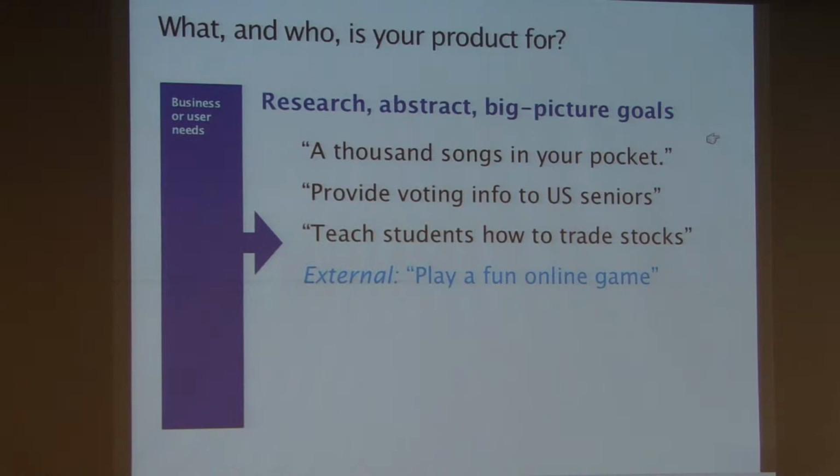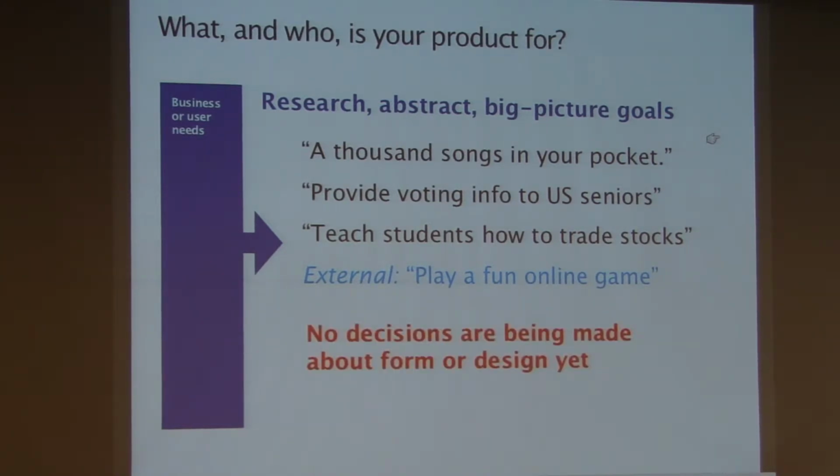As always, we start with the high-level requirements. Provide voting information to U.S. seniors. Or make this a fun game. But we don't make any decisions about form or design. How did I phrase that earlier in the quarter? That's right. Focus on what, not how. Yeah, get that straight. On what, not how. What we want to do is provide voting info to U.S. seniors or teach students how to trade stocks. Let's get that clear in our mind and then figure out how to do it.